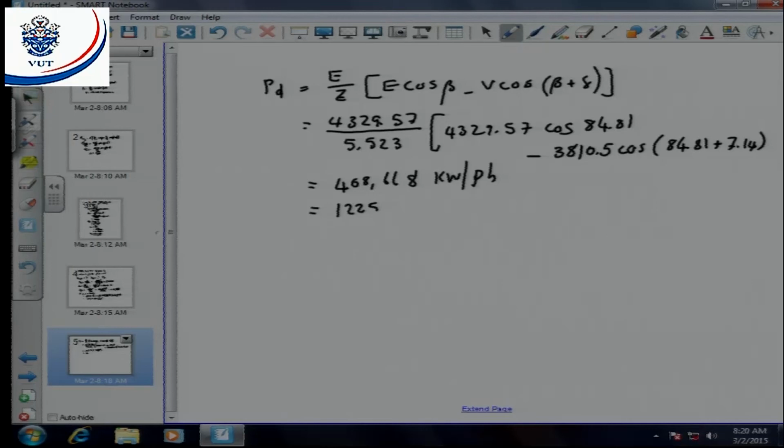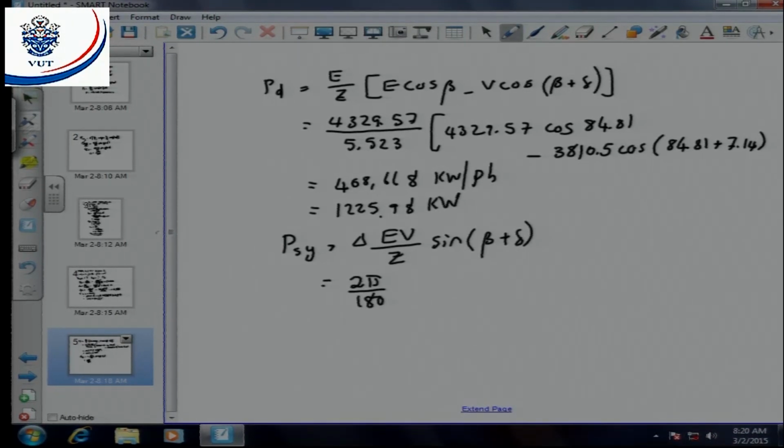Synchronizing power, which is delta EV over Z sine beta plus delta, which is 2 pi divided by 180 times 4329.57 times 3810.5 divided by 5.523 sine of 84.81 plus 7.14, which gives us a value of 104.21 kilowatts per phase.